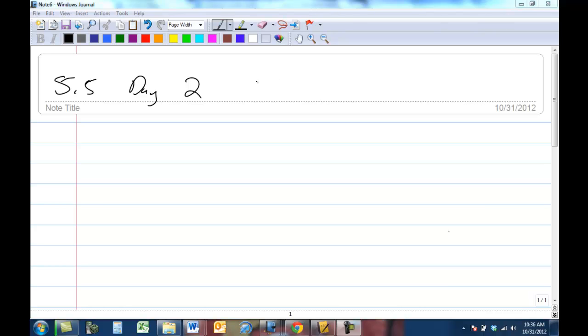All right, 5.5, day 2. Completing the square where a isn't 1. All right, let's do our first example. It's just like completing the square from yesterday, except stankier.